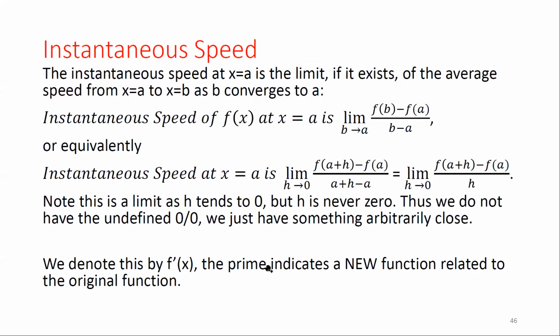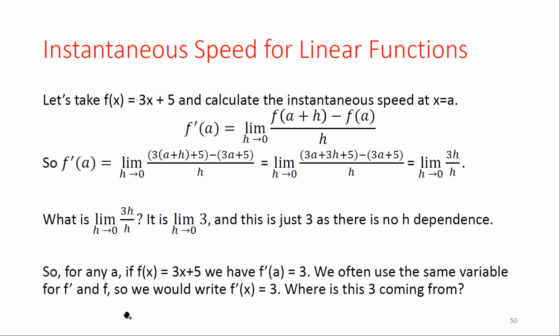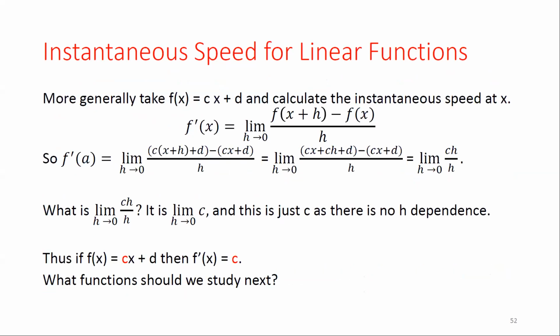And so we write this as f prime. We call this the derivative of f. It's a new function, and we like to write it like this because it reminds us of where it came from. So we then calculated the derivative of a linear function 3x plus 5, and we saw that was just 3. Where is the 3 coming from? It's coming from the 3 in 3x plus 5. More generally, if we took the linear function cx plus d, its derivative was just c, and that's coming from here.